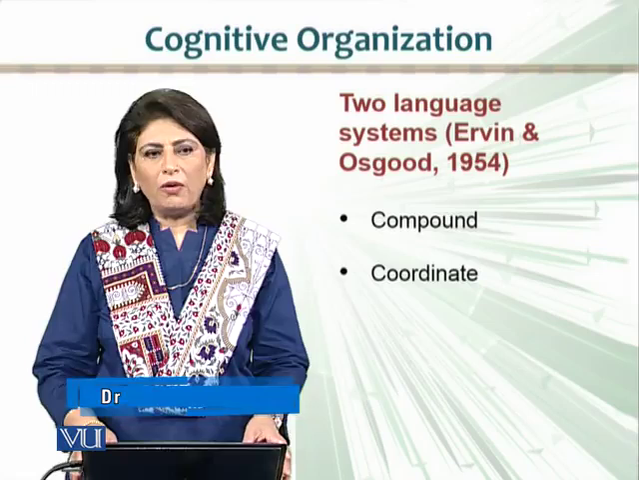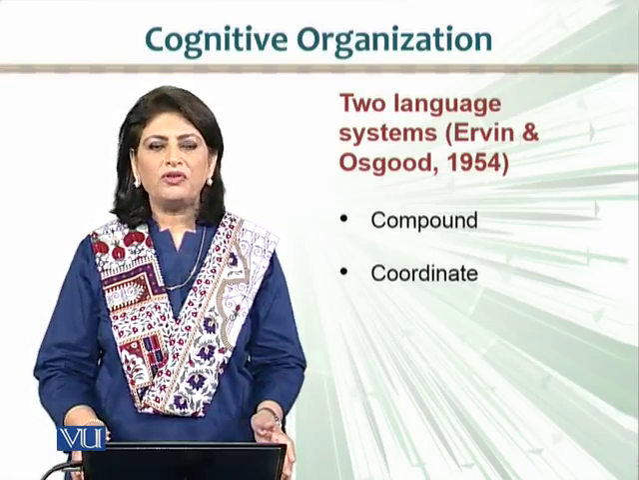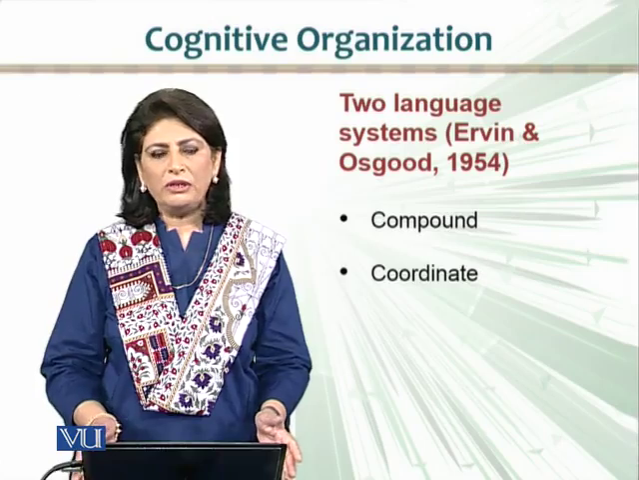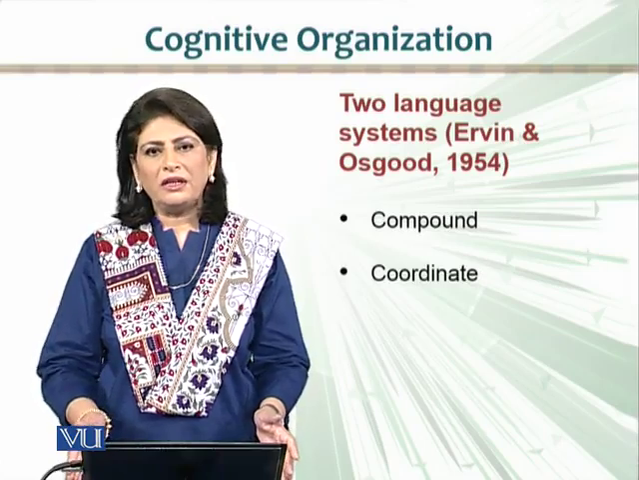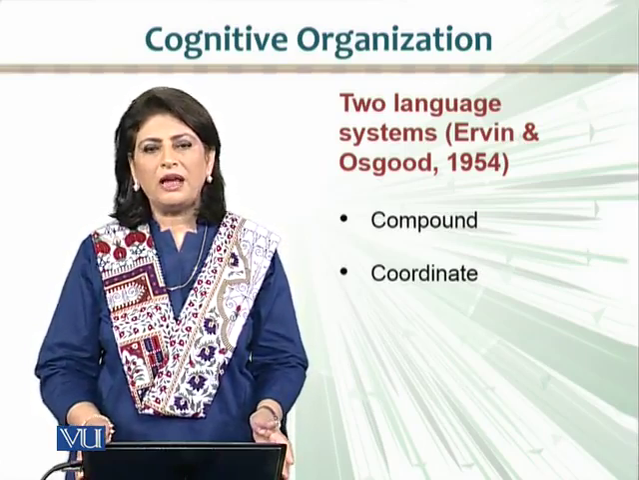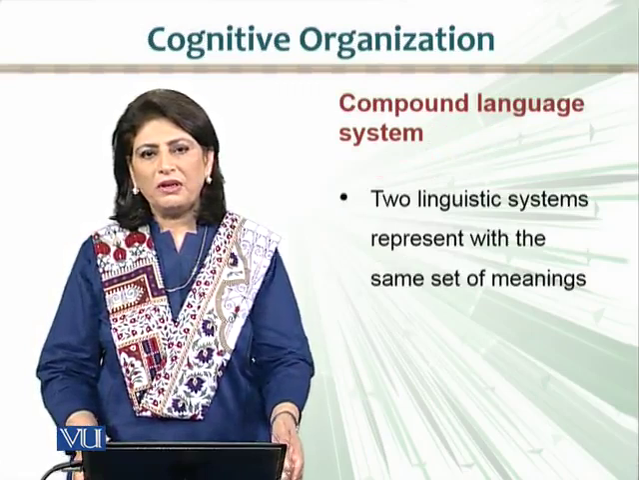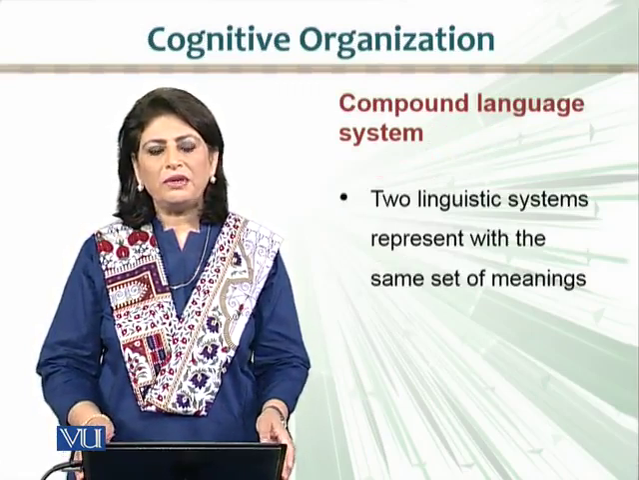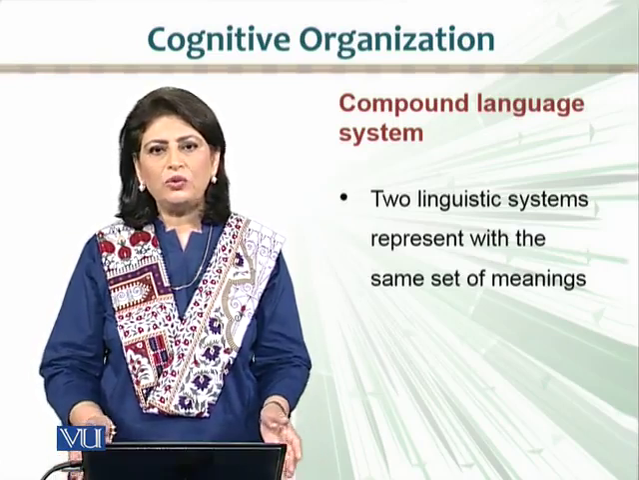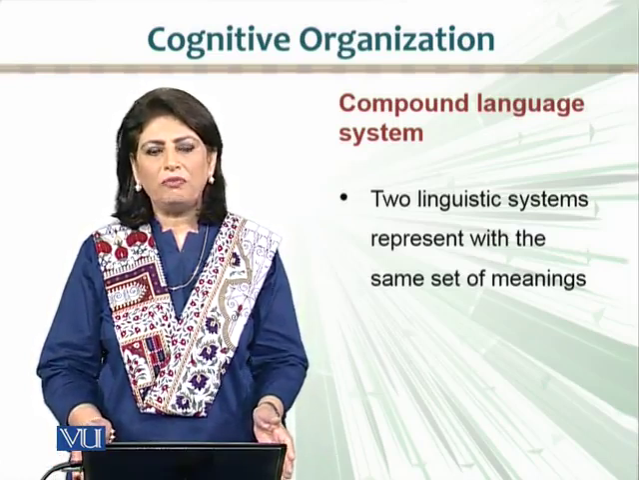Now, Erwin and Osgood in 1954 identified two different language systems. They argued that language systems are dual, that is, we can say that there is a compound language system and there is a coordinate language system. Now, what is a compound language system? A compound language system is a system in which you have two languages, that is, two linguistic systems, and they represent the same set of meanings.